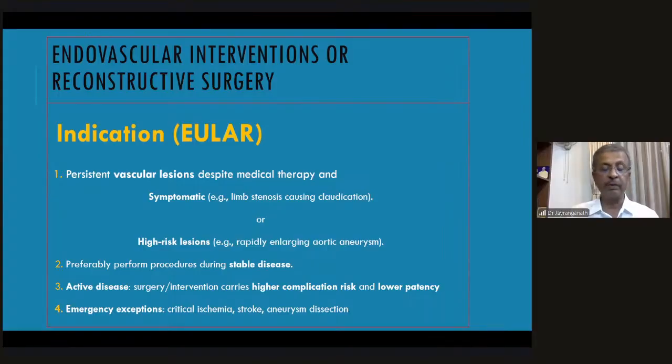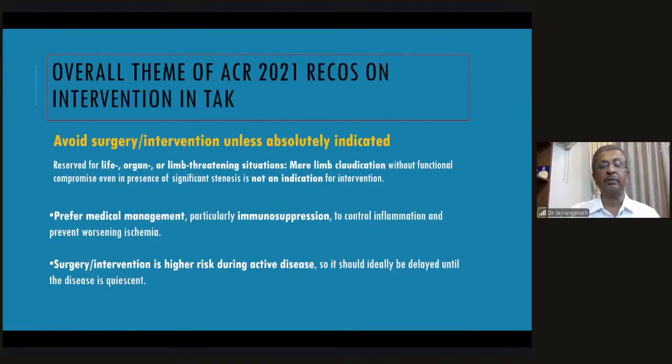Stroke, we need to intervene. Aneurysm dissection, obviously, the surgeon has to be called for it, or we may have to do endovascular intervention if feasible. So overall theme: avoid surgery or intervention unless absolutely indicated. It is reserved for life, organ or limb-threatening situations. Mere limb claudication without functional compromise, even in the presence of significant stenosis, is not an indication for intervention. I think we have to add that it is relative, I can say.